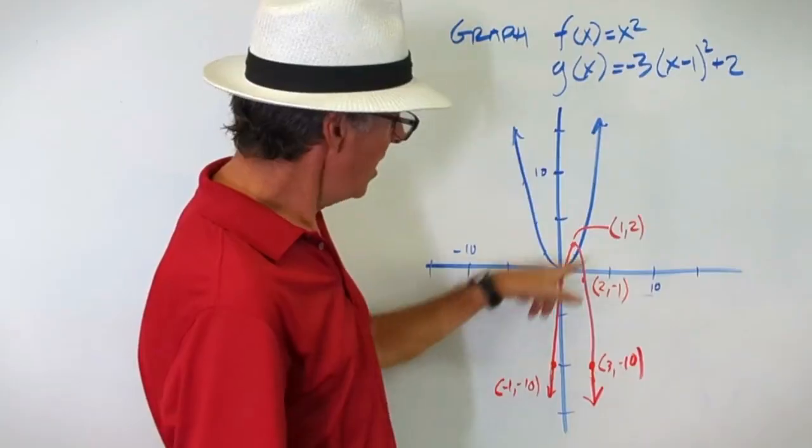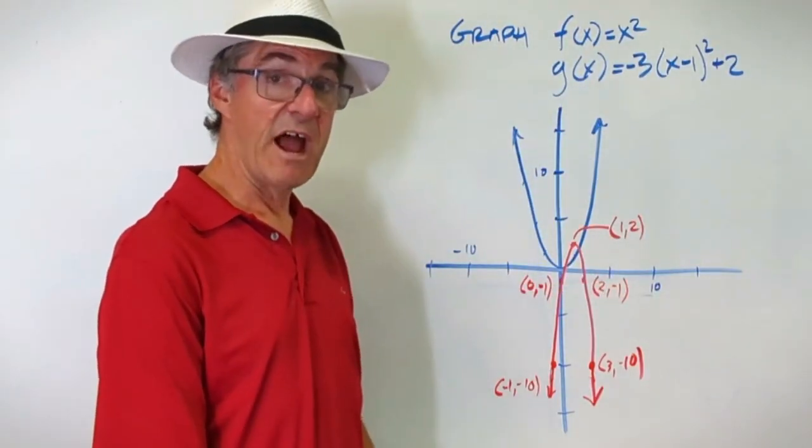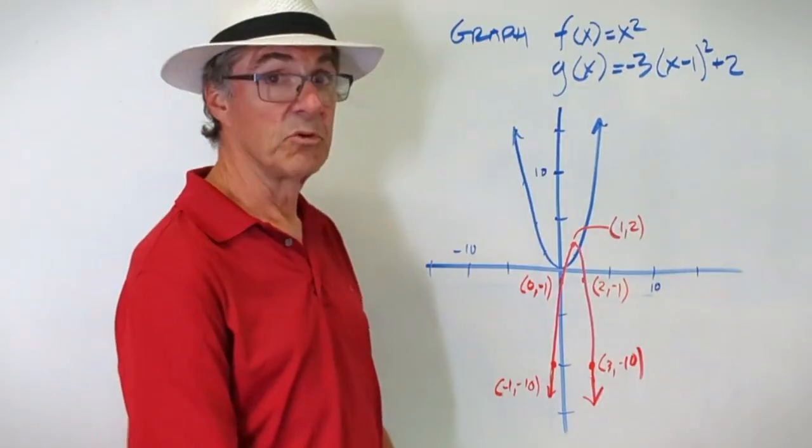Now I used the function to generate my points so I could label them on my graph and made sure that they corresponded with the way I drew it.